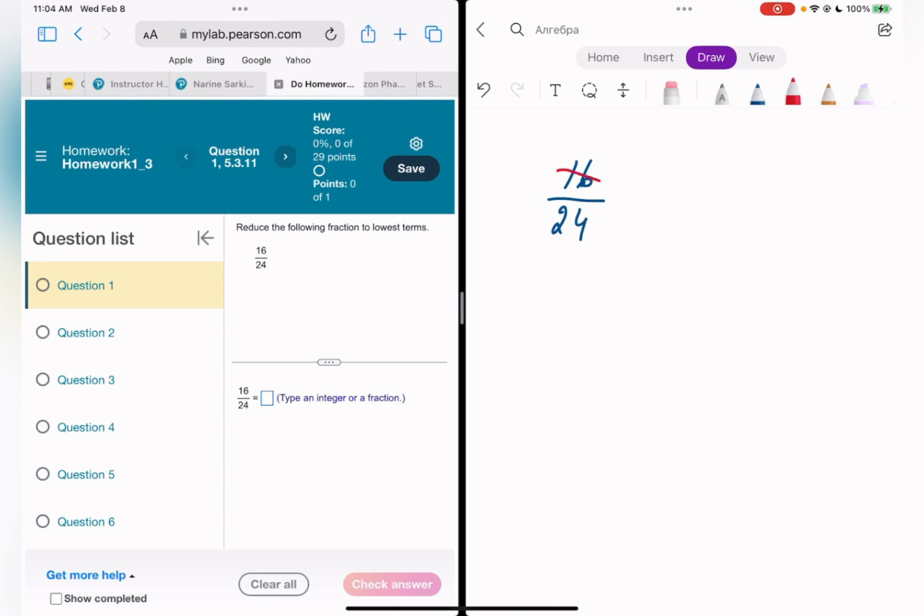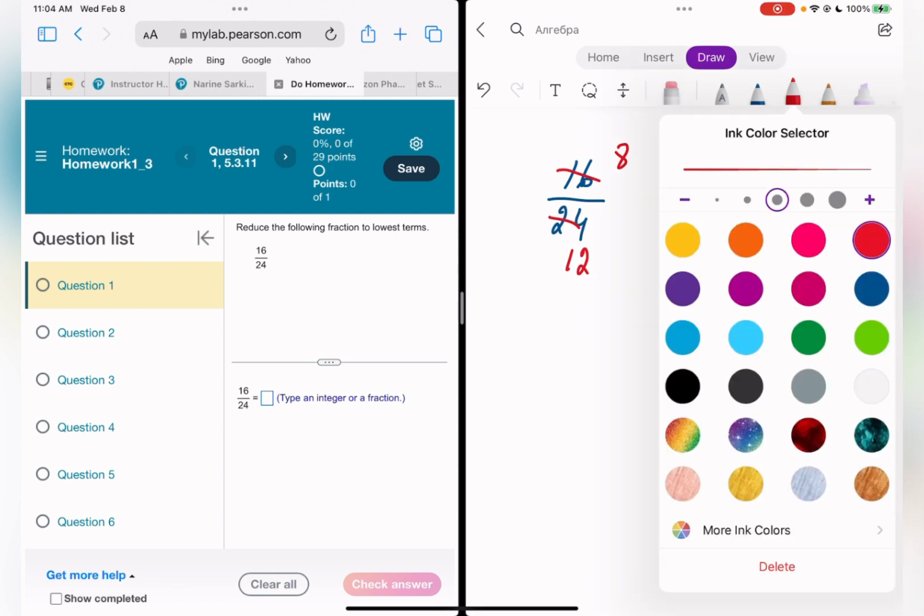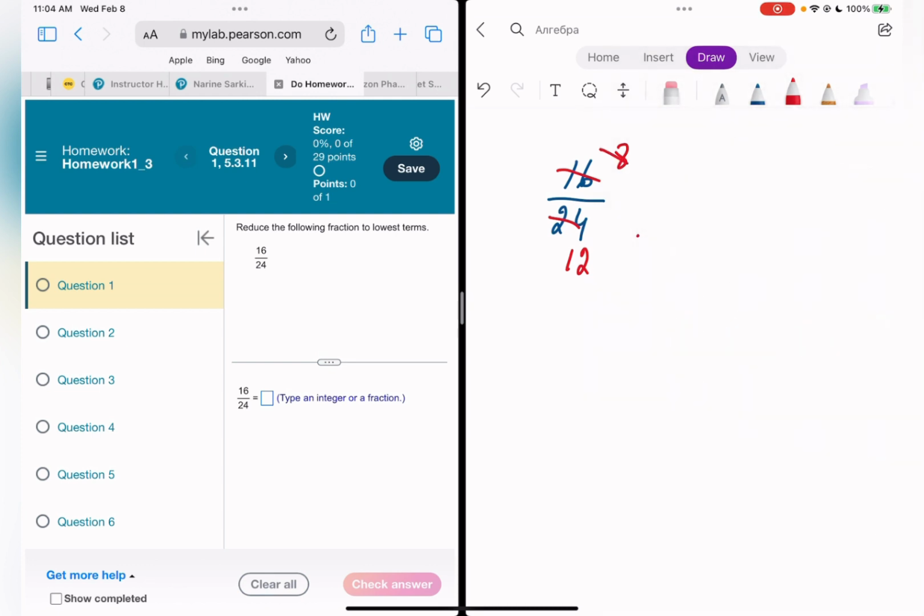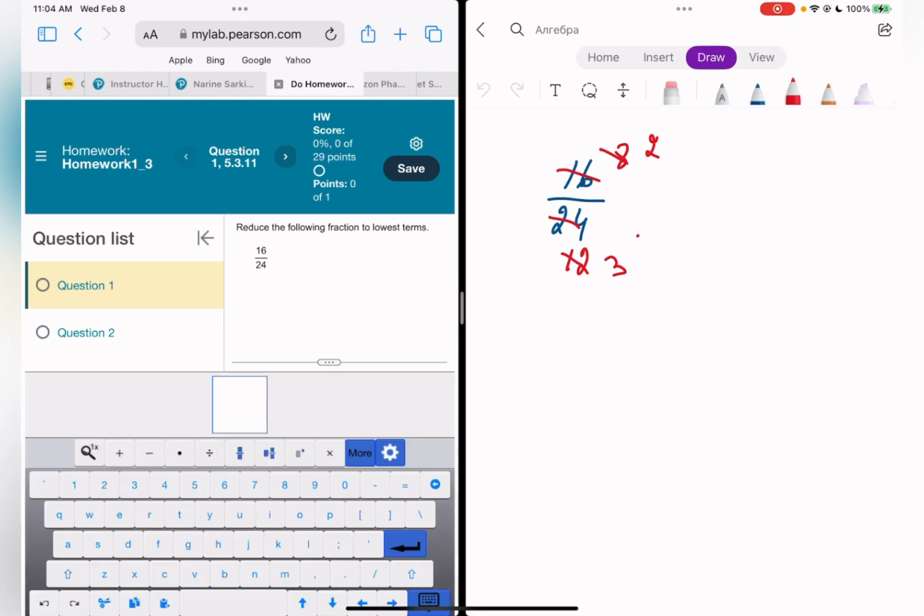16 by 2 is 8. 24 by 2 is 12. 8 and 12, for both of them I see I can divide by 4. So 8 by 4 is 2, 12 by 4 is 3. And I'm getting 2 over 3 because 2 and 3 I can't reduce by anything.